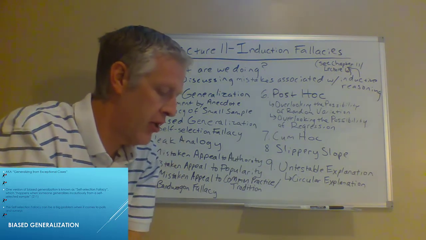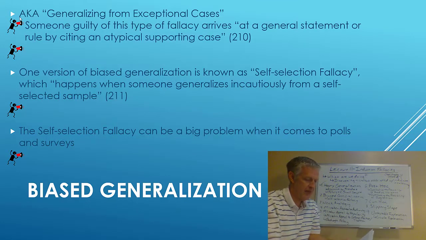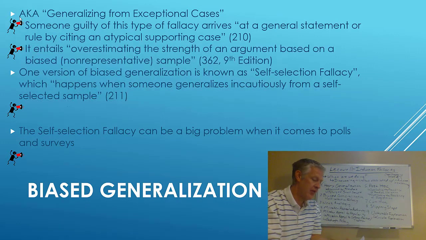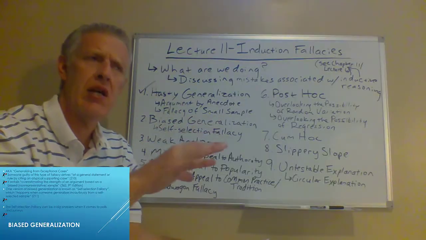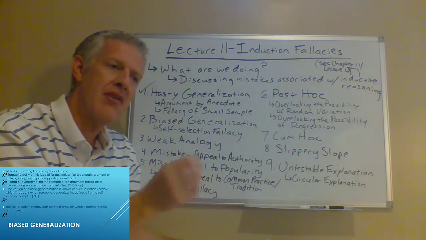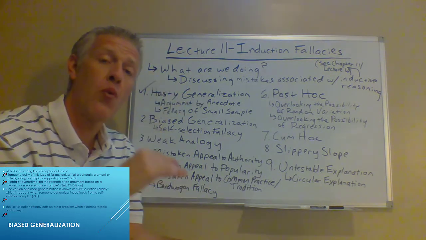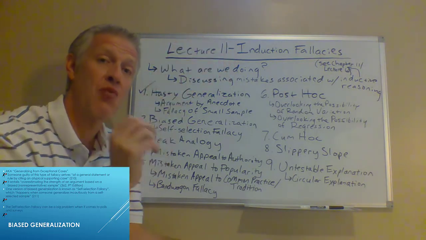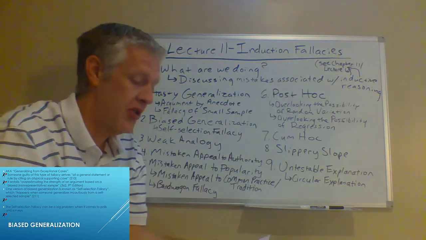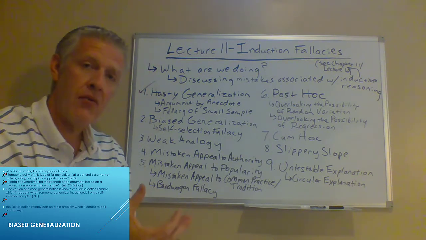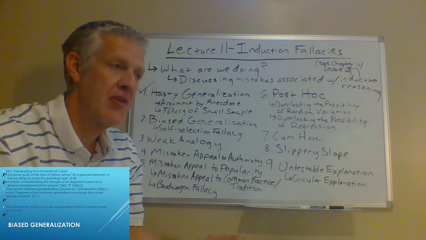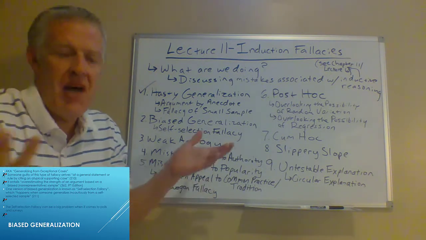Some examples will probably help here. The way they put it, from page 210, at the top of slide 4, someone guilty of this type of fallacy arrives, quote, at a general statement or rule by citing an atypical supporting case. And from the 9th edition, page 362, it entails, quote, overestimating the strength of an argument based on a biased or non-representative sample, end quote. That's the key: one way or another, the sample we're dealing with is not representative of the whole. What we're after whenever we want to draw conclusions about the population is a representative sample, which we discussed at length in lecture 6. What we're getting with a biased sample is the opposite of that. It's going to be slanted and skewed in certain respects. That's why, by definition, it's biased.